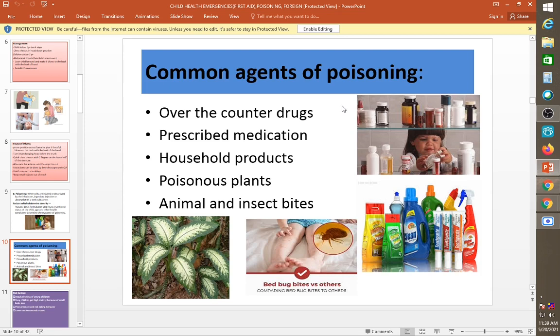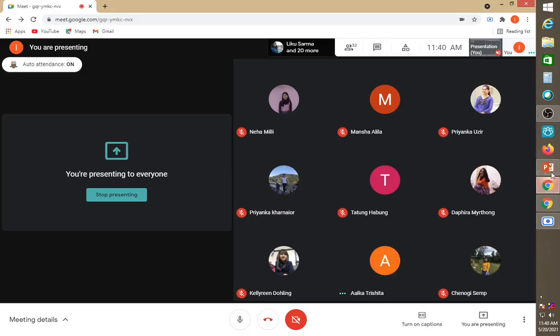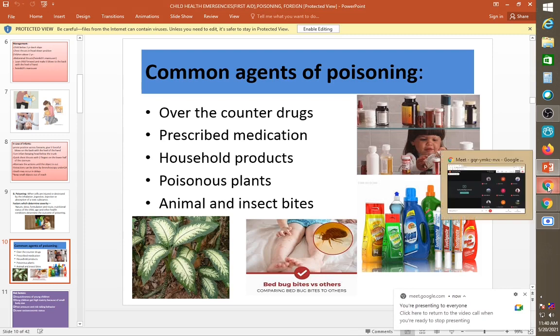Next is prescribed medication. Prescribed medication also may be a poison. Why? Prescribed medication is kept somewhere, the child gets it, this is one type of poisoning. Or when can a prescribed medication become a poison? Any idea? Mansha? Yes, ma'am. Do you agree that prescribed medication can become poison? Yes, ma'am, because ma'am has put it in the slide. No? Now tell me, how can a prescribed medication become poison?